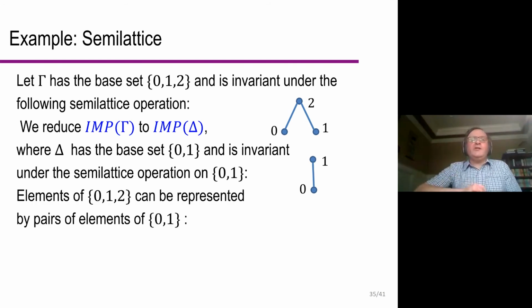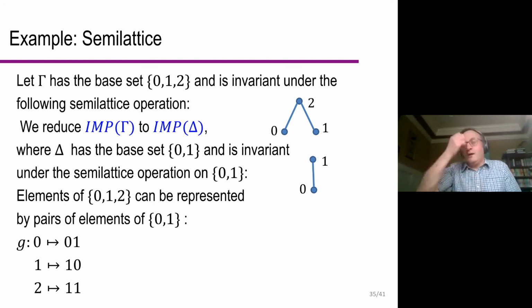We represent elements 0, 1, 2 as pairs of elements of 0, 1. So let G be this representation. I represent 0 as 0, 1, 1 as 1, 0, and 2 as 1, 1. It is a good representation in the following sense. If, for instance, I multiply 0 and 1, 0 times 1, right? I have to get 2, right? Remember that in this semilattice, 0 times 1 equals 2. So if I multiply 0 times 1, I should get 2.